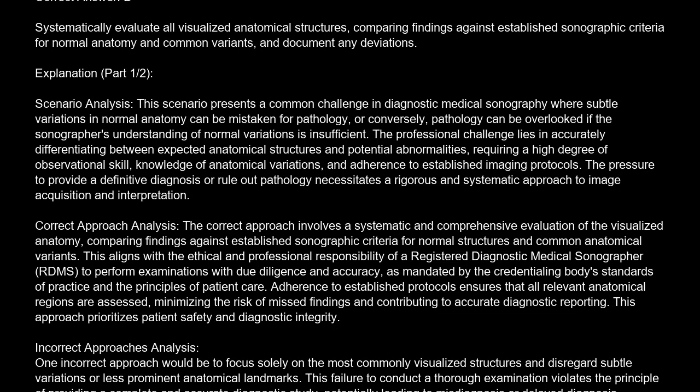Correct answer is D. Systematically evaluate all visualized anatomical structures, comparing findings against established sonographic criteria for normal anatomy and common variants, and document any deviations.